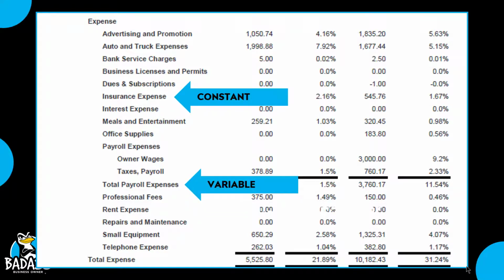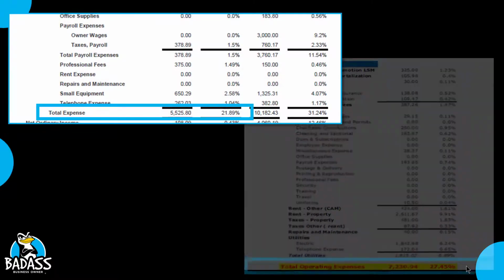Then you have ones that are variable. Payroll is a classic example of variable. It goes up and down based off of how busy you are. And when you have a lot of employees and you're working a lot of hours, that is going to go up. And when you cut back hours and it comes down, it's going to typically go down. So that would be an example of a variable expense. Rent, mortgage, whatever you have, that's another consistent. Your auto expenses are going to go up and down based off of what's going on. So you just need to know the difference between the two.